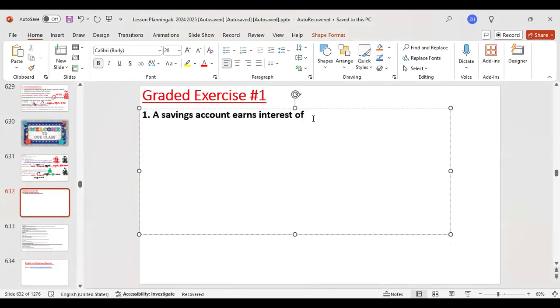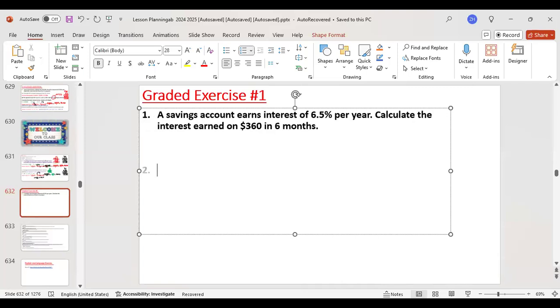A savings account earns interest of, let's say, 4.5%. No, let's do 6.5%. That's a lot though. Per year. Calculate the interest earned on $360 in 6 months. Sorry about the long numbers.